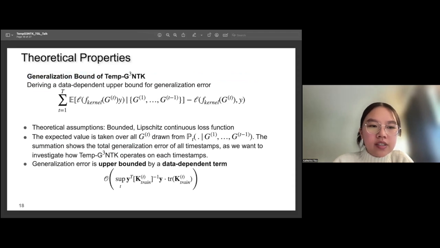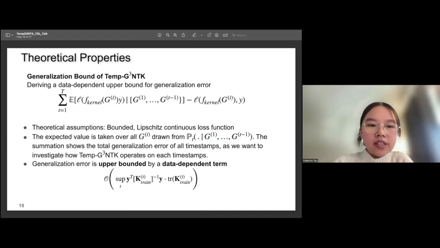Next, we would investigate the generalization power of Temp-GNTK. So first, our interest would be this term, which is the generalization error of any test graph, G_T. And this expectation is drawn from a probability which is conditioned on its previous snapshots. So basically, this reflects the nature of temporal graphs, which is that the current snapshot depends on previous snapshots, that is, t depends on the previous times before t.